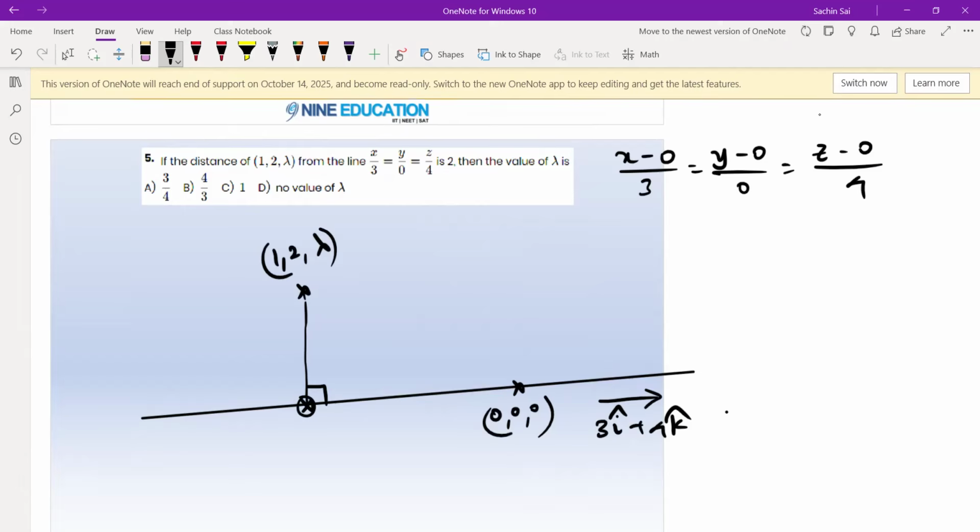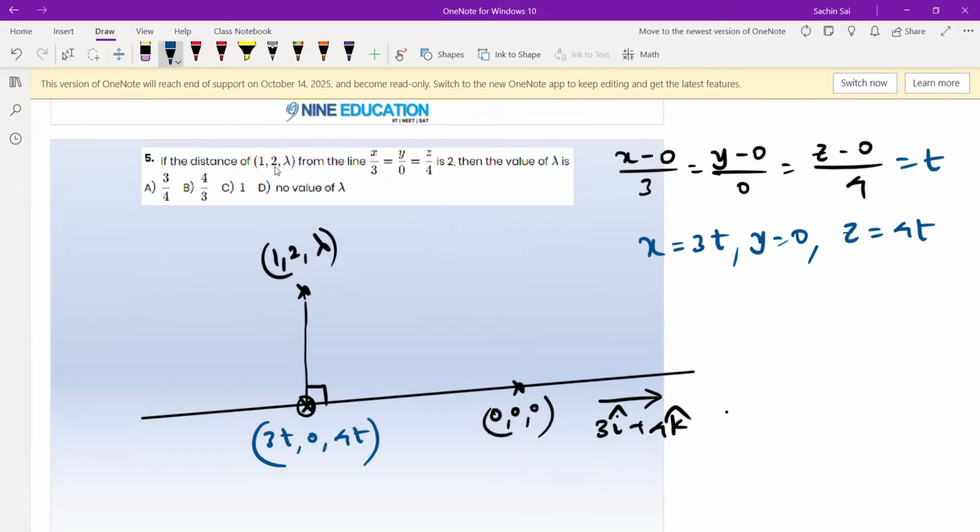So you assume that the given line equals some parameter t. From here, I will get x equals 3t, y equals 0, z equals 4t. So any general point on the line can be written in the form (3t, 0, 4t).